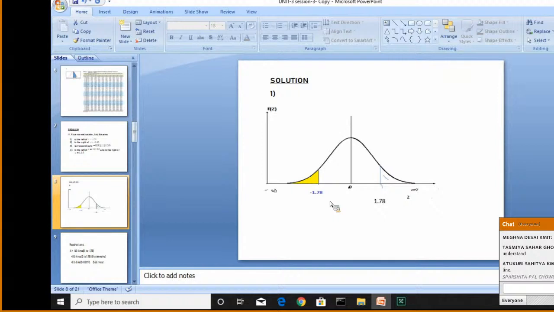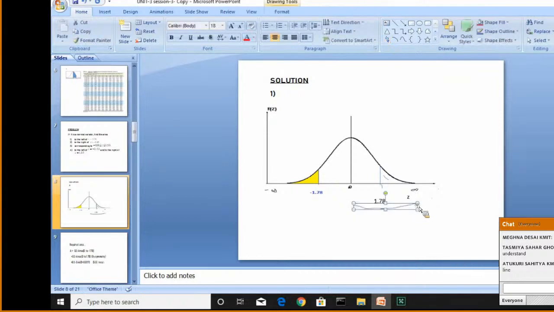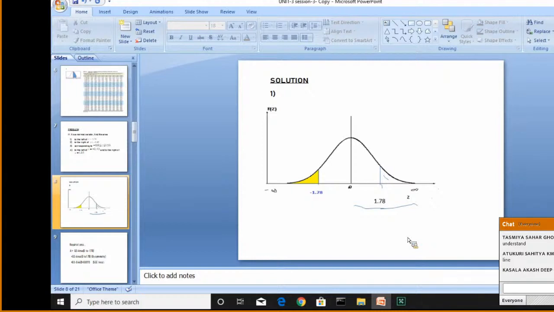Because of the symmetry of the curve, the area from 1.78 to infinity will be the same as the area from minus infinity to minus 1.78. This area will be the same as this area. Area is always positive, so either this area or this area will not make any change. Here it is clear. Now I will show you. See, area from 0 to infinity. What is the area from 0 to infinity? It is 0.5. 0 to infinity is 0.5.